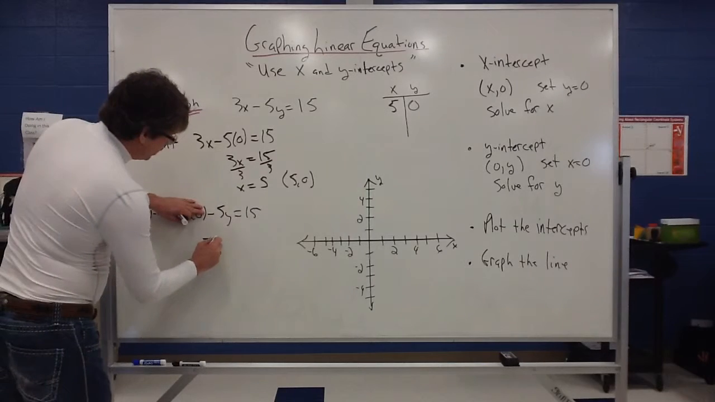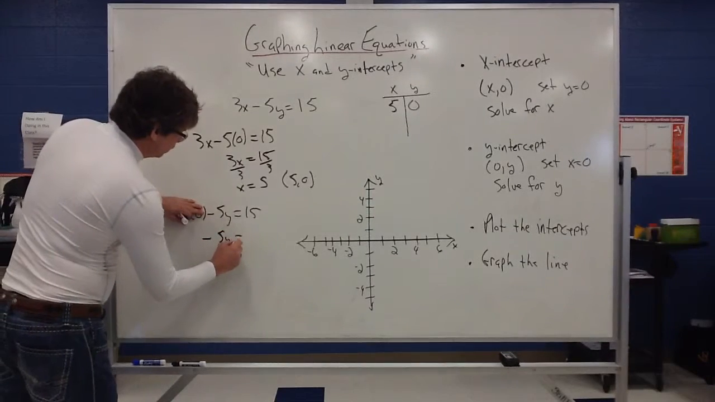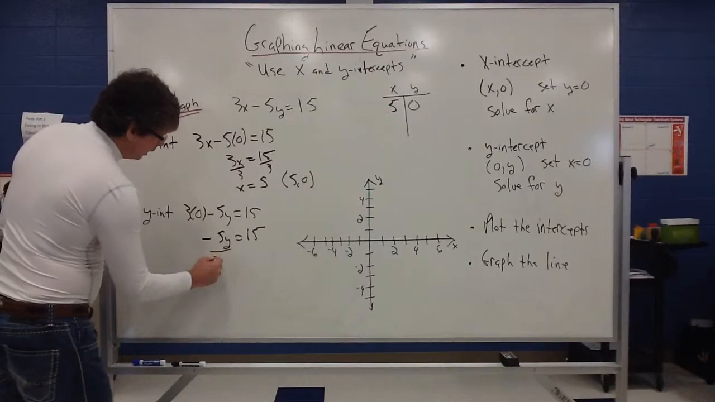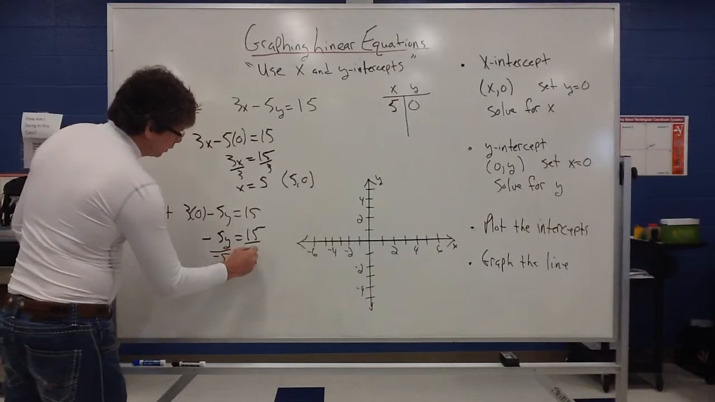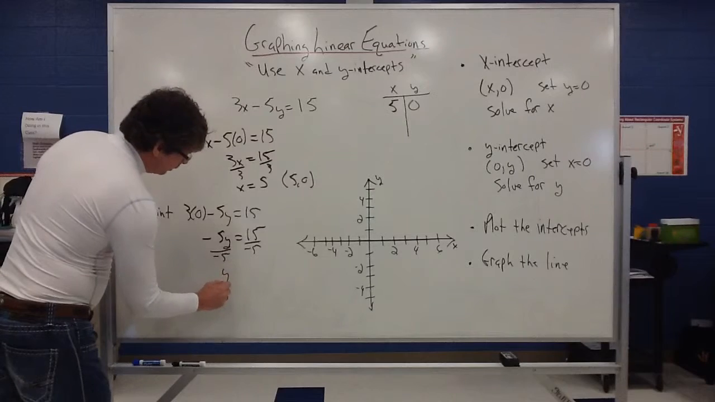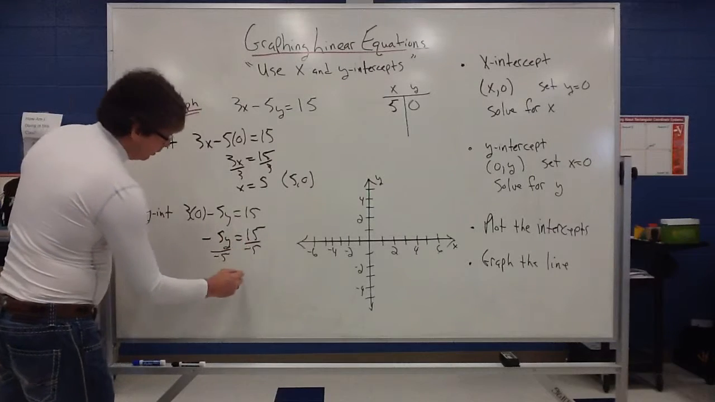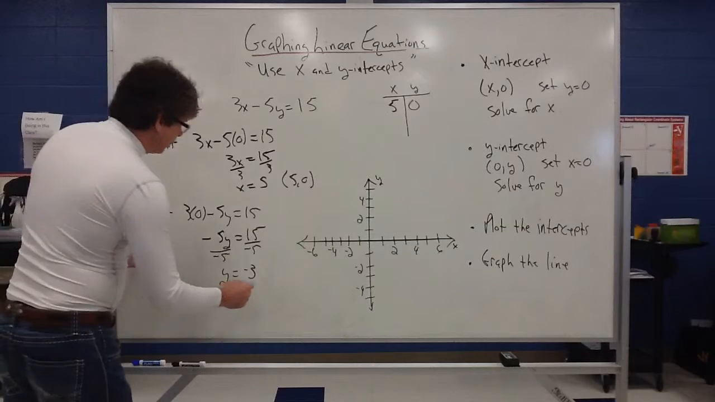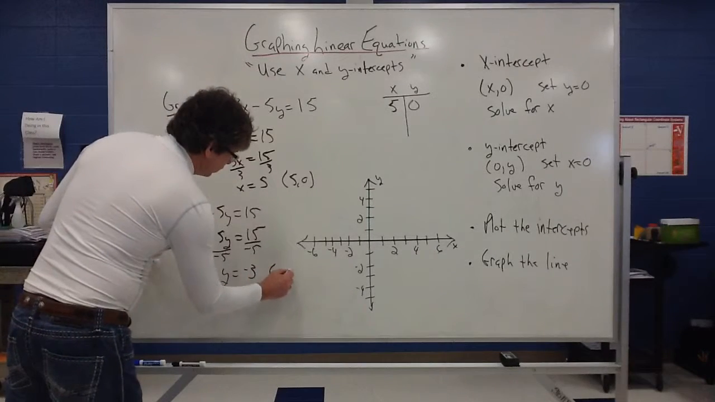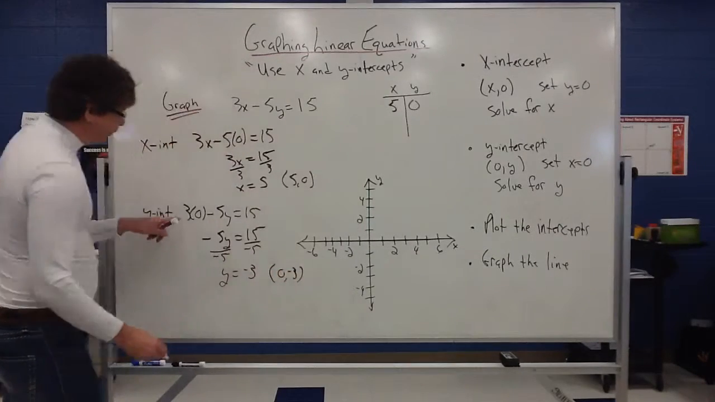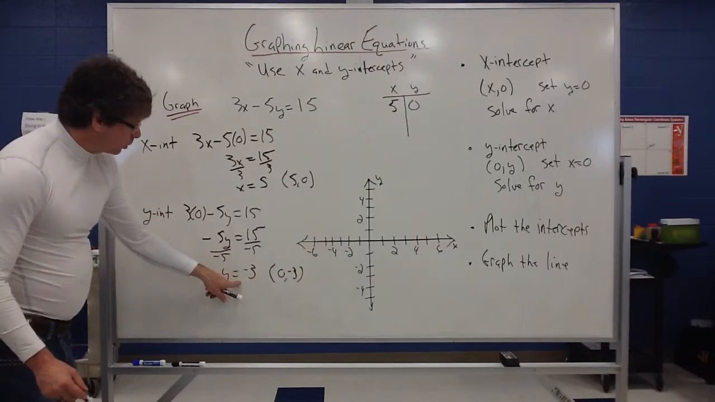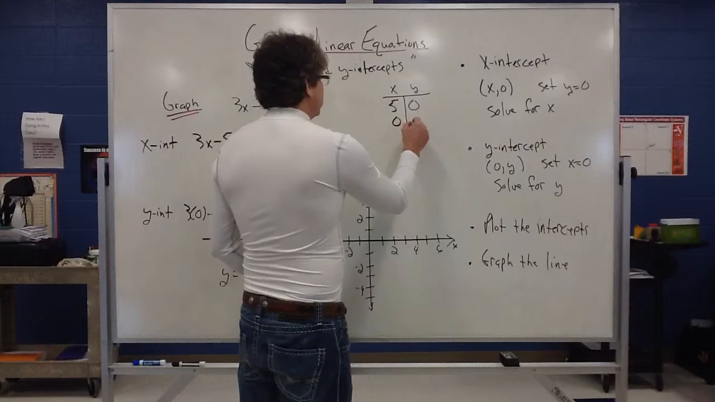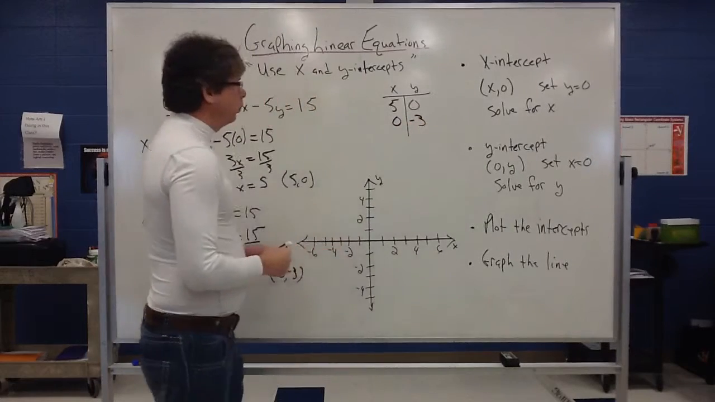So you have 5y is equal to 15. And then to get y by itself, if you need to, divide each side by 5. And you end up with y is equal to 3. So that means our ordered pair was (0, 3). Since we set x equals 0, our corresponding y value would be 3.